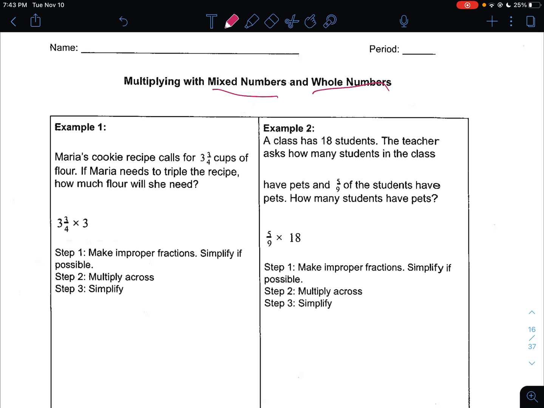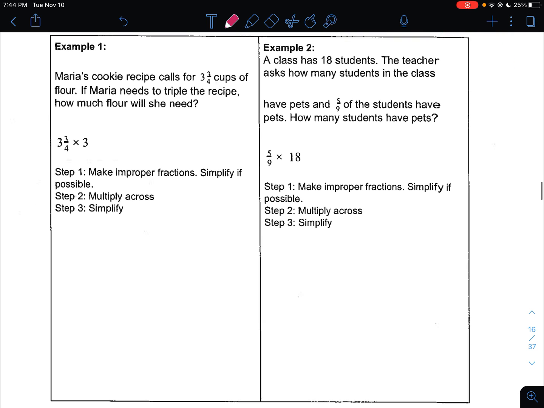So, today we're just talking about multiplying with mixed numbers and whole numbers, okay? So to review multiplication, let's say I have 2/3 times 4/7. In order to multiply fractions, you literally just multiply across. So 2 times 4 is 8. 3 times 7 is 21. So the answer would be 8/21. Okay? So multiplication is the easiest operation. You don't really have to do anything besides multiply.